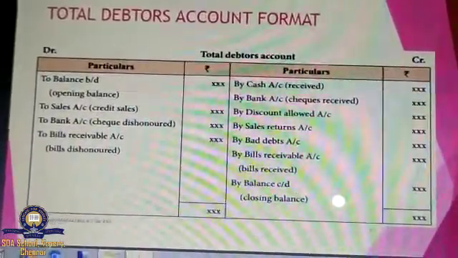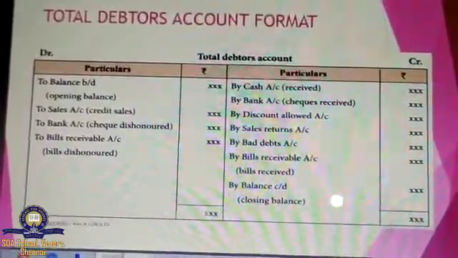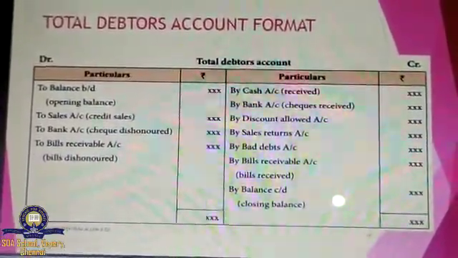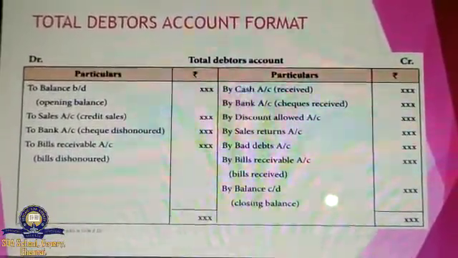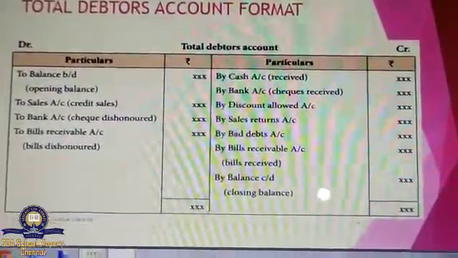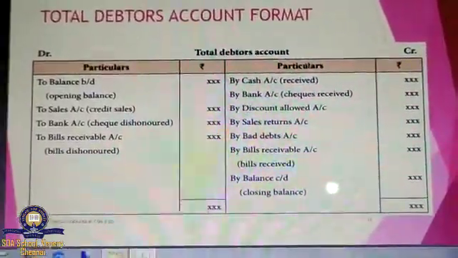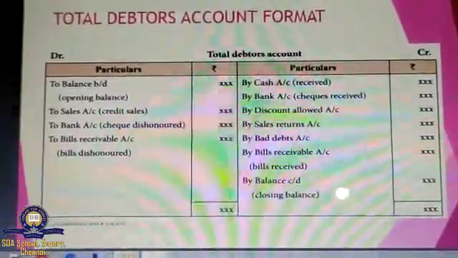Debtor means asset, you know very well. Asset means the opening balance will come under the debit side. So obviously the closing balance should come under the credit side. So by balance carried down, the closing amount. Next we'll see the debit side.